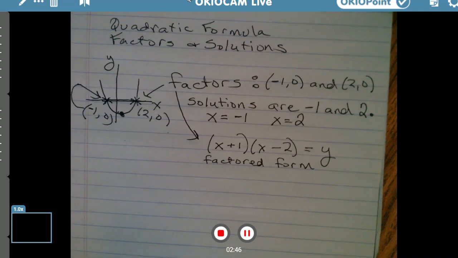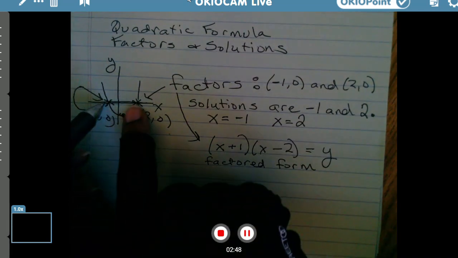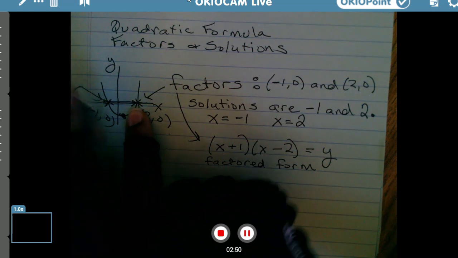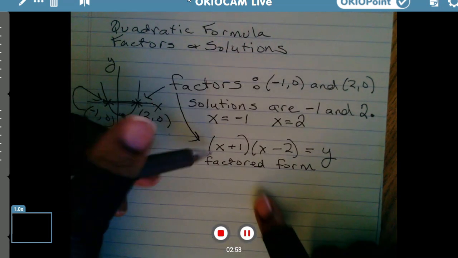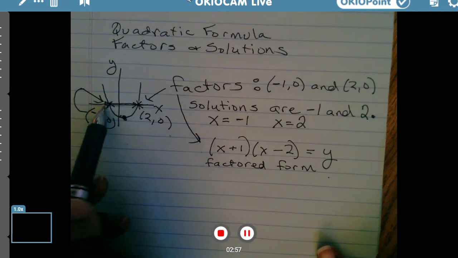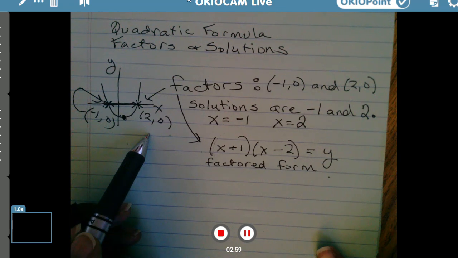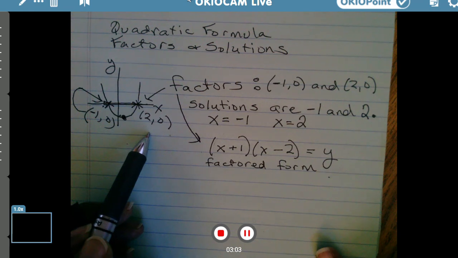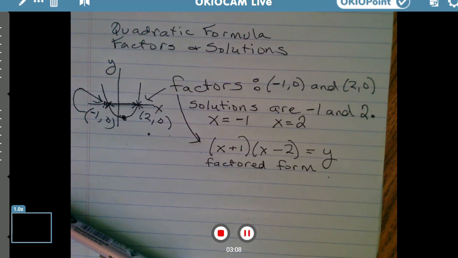Alright. So where the parabola crosses the x-axis are the solutions. The solutions help form the factors. This is the factor form for this quadratic based on the solutions. Everybody understand that? Any questions on that? Alright, here's what that's going to look like.